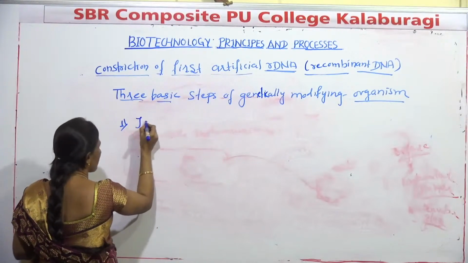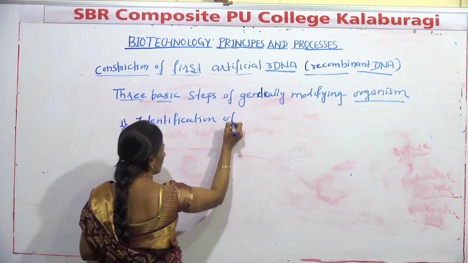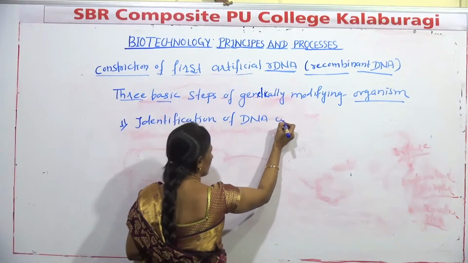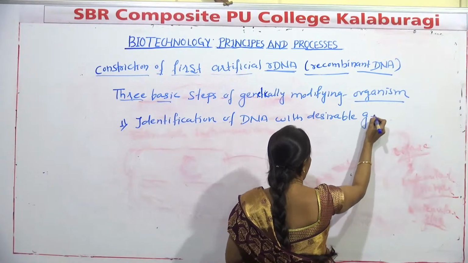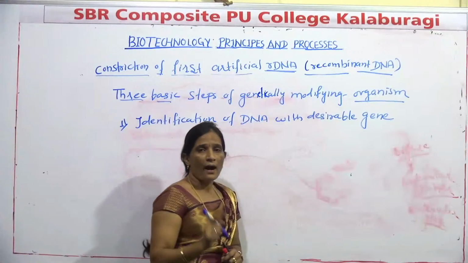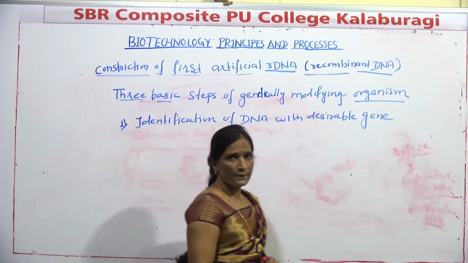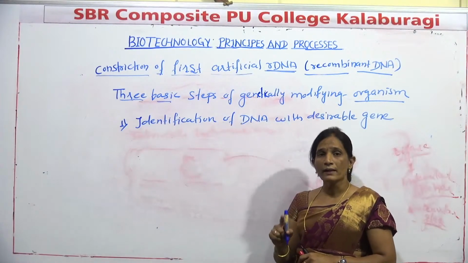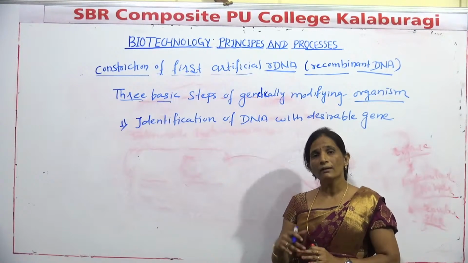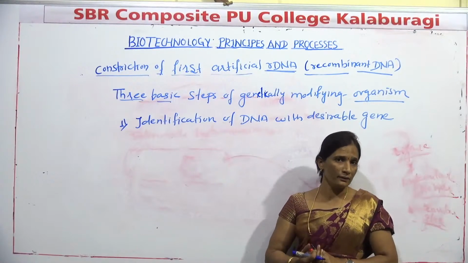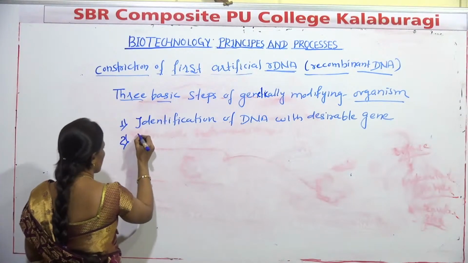First one, identification. The first step is identification of DNA with a desirable gene. Is it clear? First, we have to identify the DNA with the desirable gene. Second one, introduction.